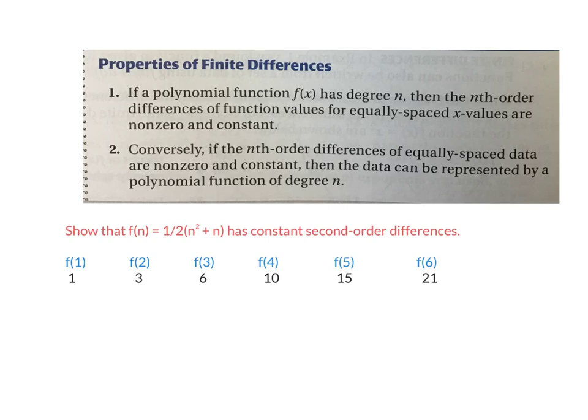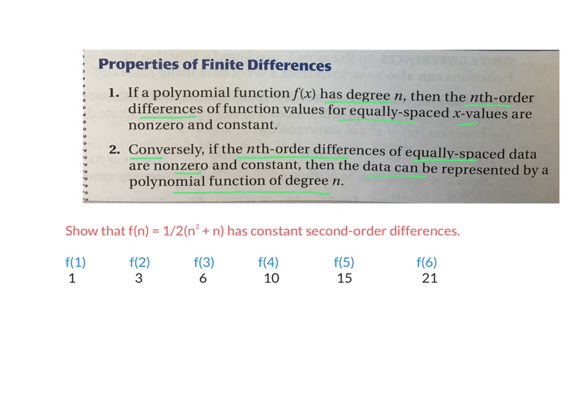Number 1, if a polynomial function has degree n, the nth order of differences should be equal, as long as the x values are equally spaced and constant. Number 2, conversely, the opposite is true also. If the nth order differences are equal and non-zero and constant, then the data can be represented by a polynomial function of degree n, and so the degree tells you how far you have to go before they're equal.